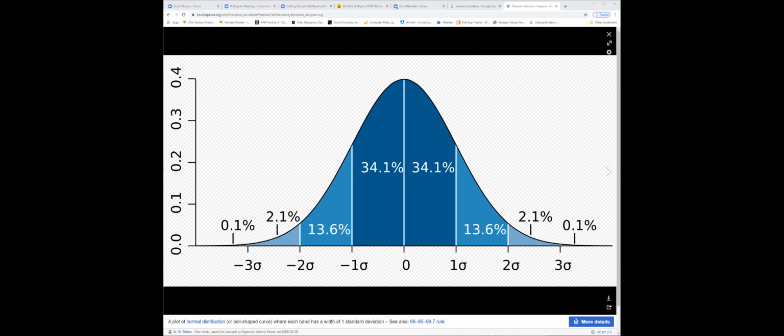Okay, so I'm going to pause the recording now. Hopefully that helps figuring out the standard deviation.